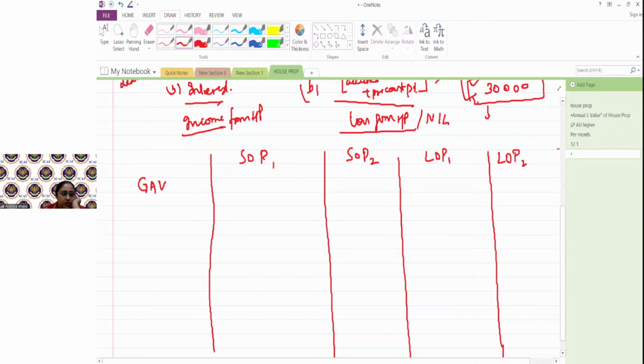GAV. SOP is nil. For let out property, suppose based on expected rent and actual rent everything computed, it is coming to 10 lakhs and 12 lakhs.